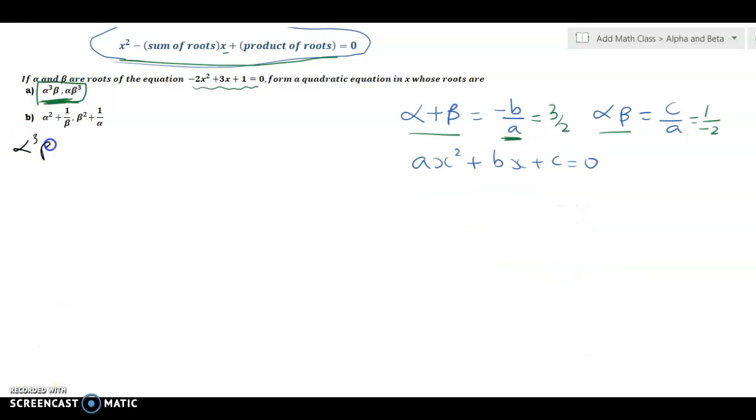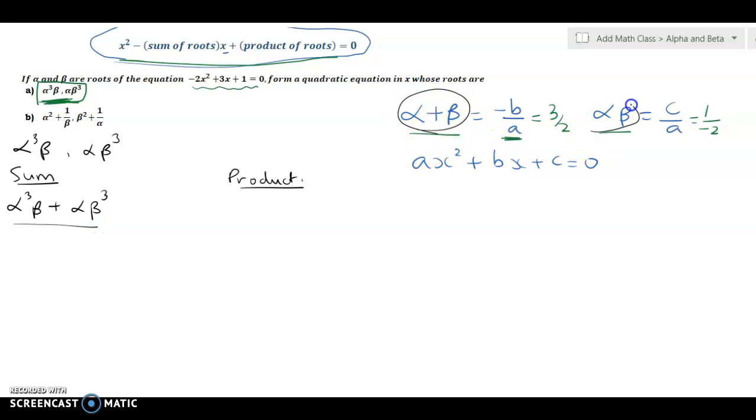If my roots are alpha cubed beta and alpha beta cubed, I need to do two things. I need to find the sum of these roots and I need to find the product of these roots. So the sum of these roots just simply means I'm sticking in a plus sign in between these two values and I'm trying to simplify. Now I'm going to simplify these two terms into anything that would look like these two, right? Now the only thing I could really see is I could factorize alpha beta, so I'll put alpha squared here and beta squared here.